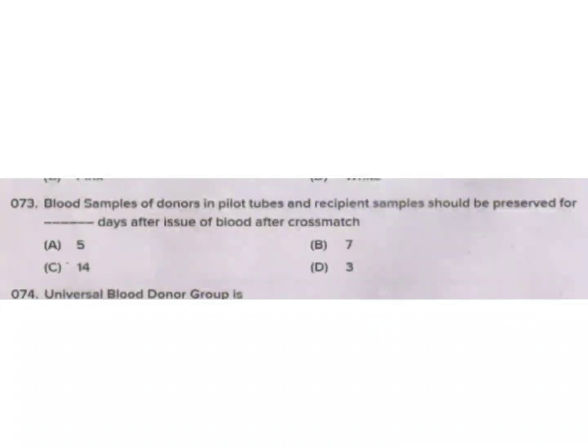Blood sample of donors in pilot tubes and the recipient sample should be preserved for dash days after issue of blood after cross-matching. Four options are there. Option A, 5. Option B, 7. Option C, 40. And option D, 3. The answer is option B, 7. The pilot tube and the sample are kept for 7 days, 1 week.